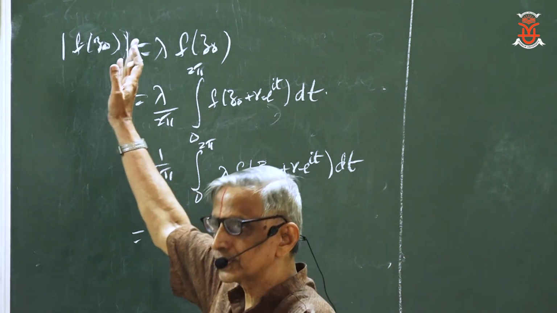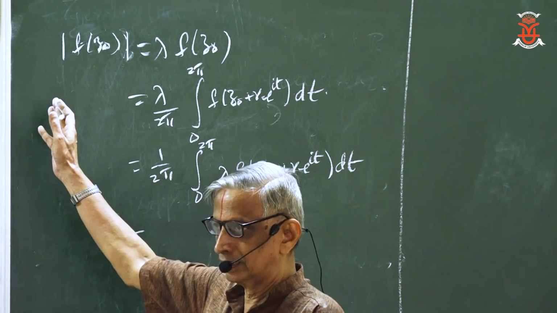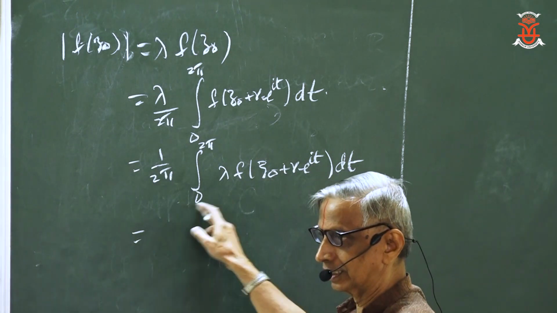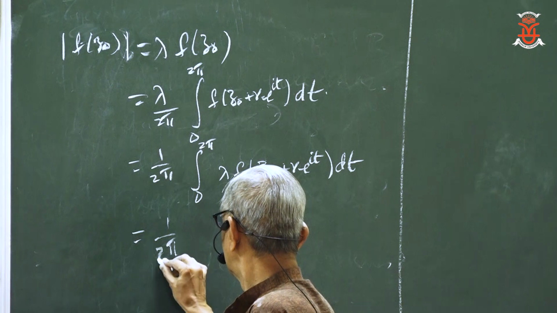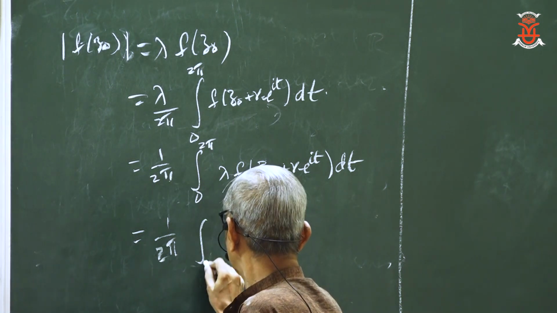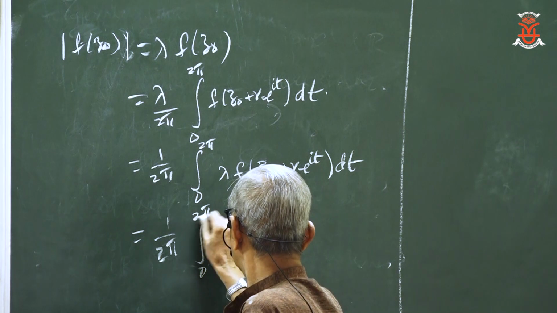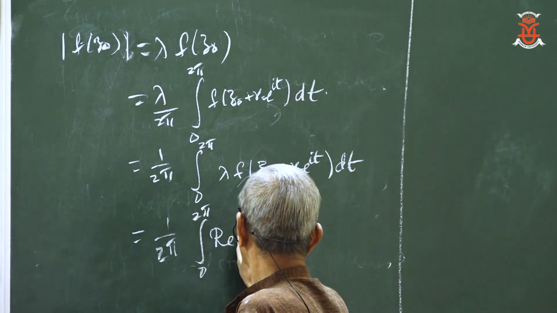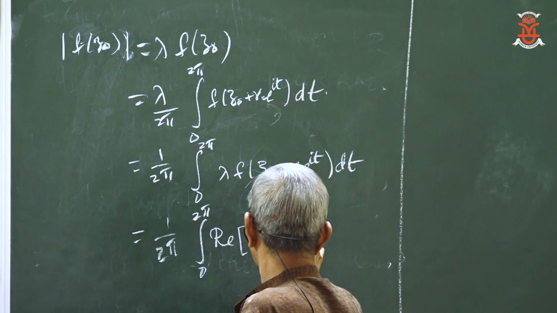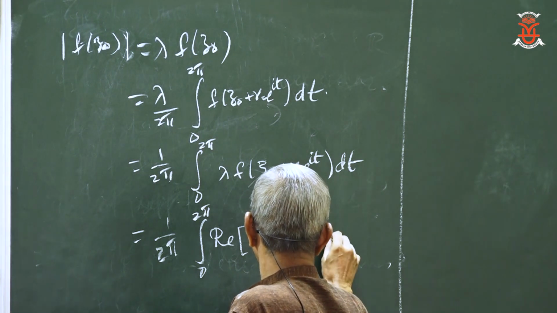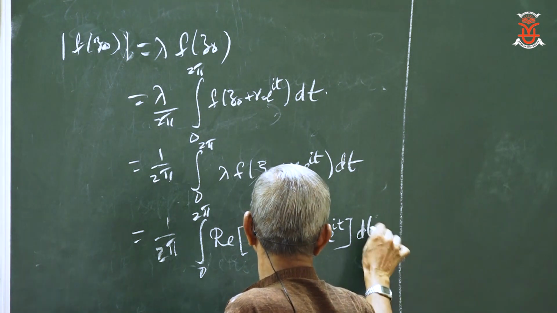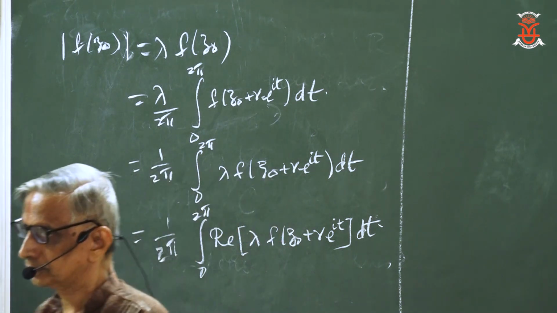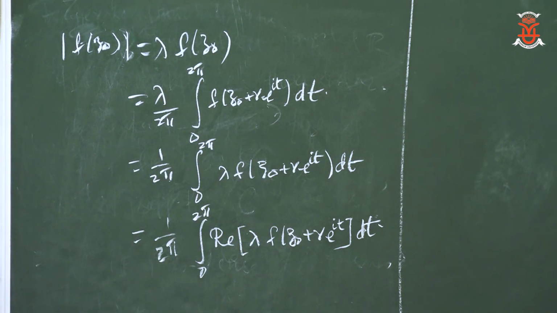The left side is modulus of something. In particular, it is real. So this whole thing is real. So the same as the real part of this. So you can take the real part inside, the same as the real part because the left hand side is real. So the right hand side is real. So same as the real part.